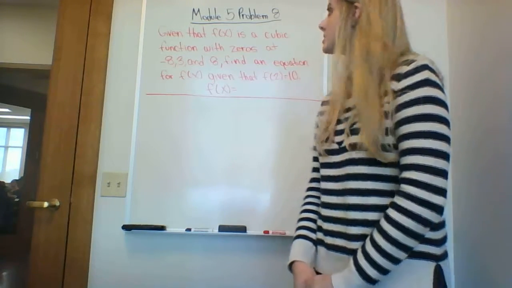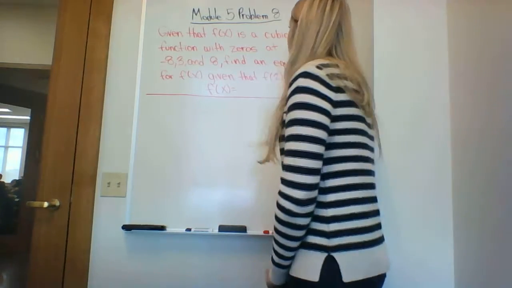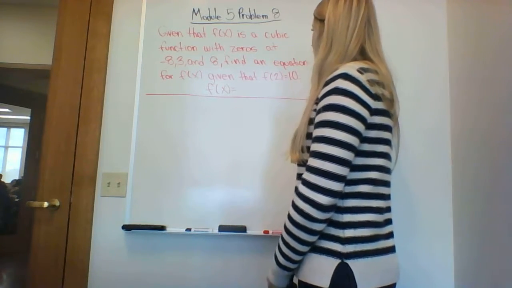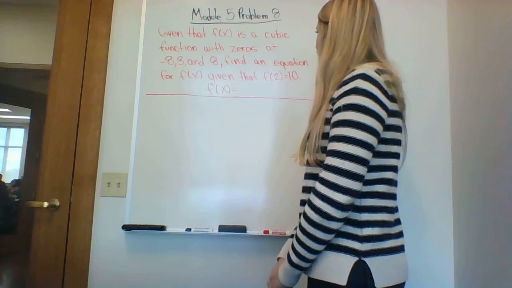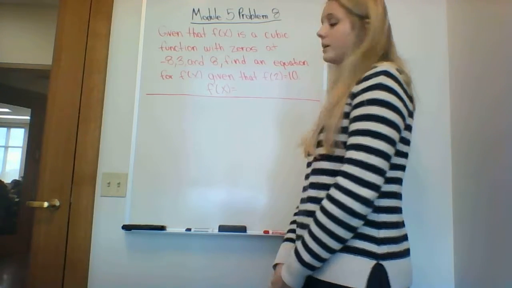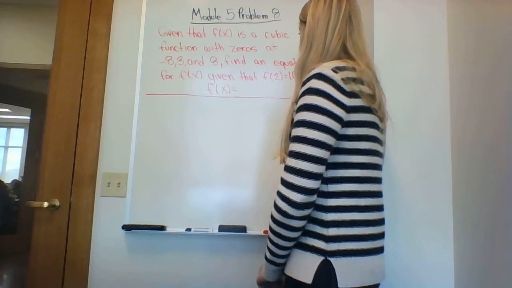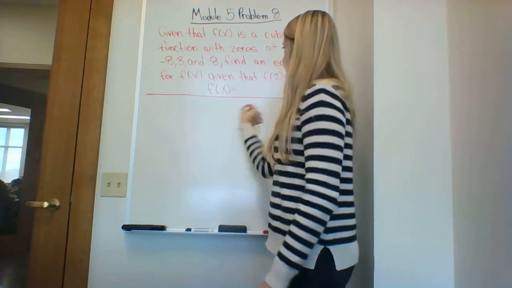Everyone, I'm going to be showing you today how to solve for Module 5, Problem 8. The problem reads, given that f of x is a cubic function with zeros at -8, 3, and 8, find an equation for f of x given that f of 2 equals 10. And the problem wants us to write the answer in the form of f of x equals.